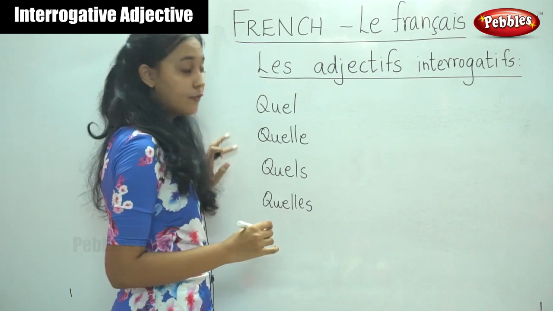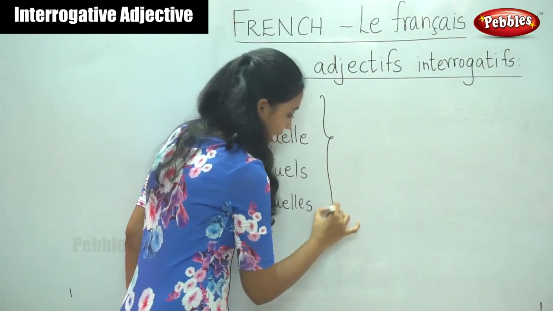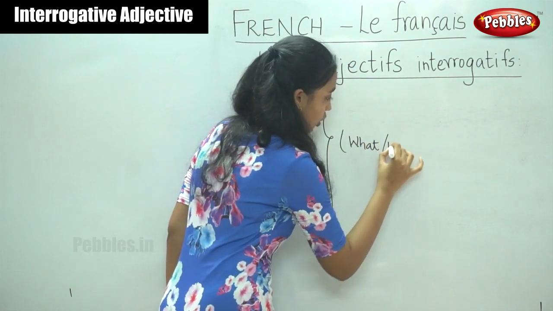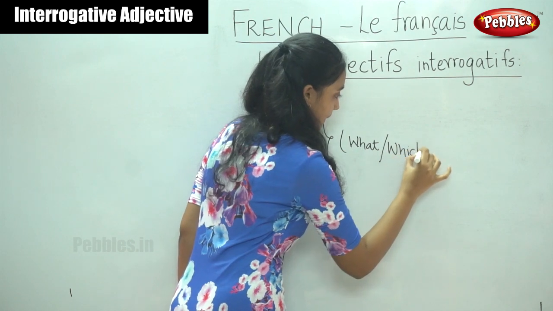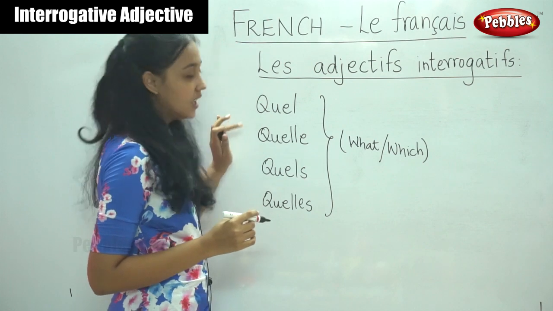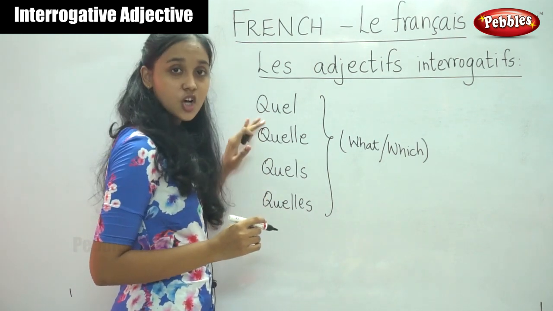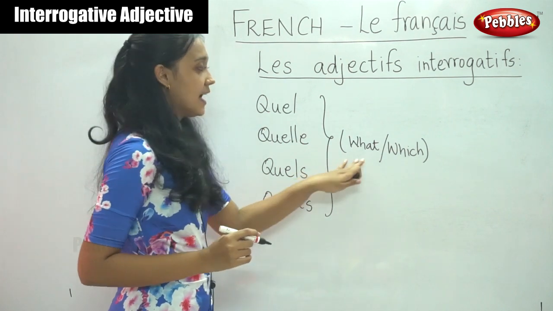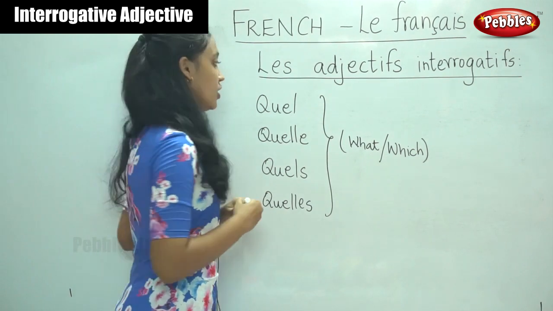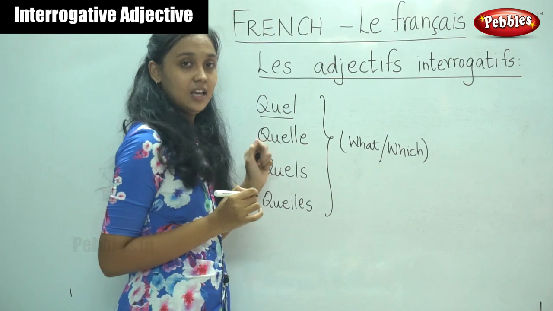so these are the 4 interrogative adjectives we use. All the 4 have the same meaning. It means what or which. It is all pronounced the same. Quel, quel, quel and quel. It is all pronounced the same and has the same meaning. However, their usage is different. For example, when would we use quel, quel?